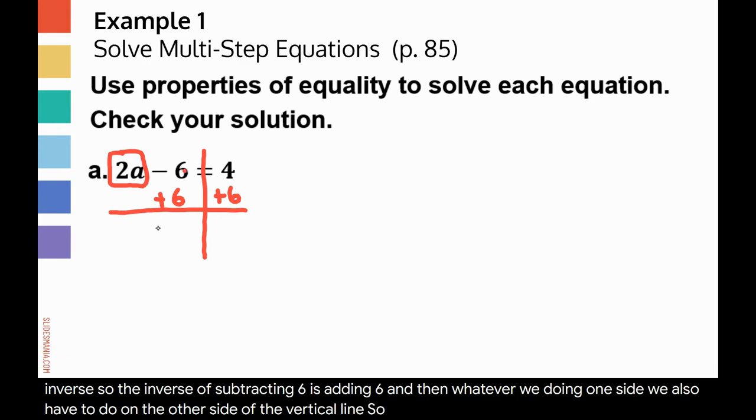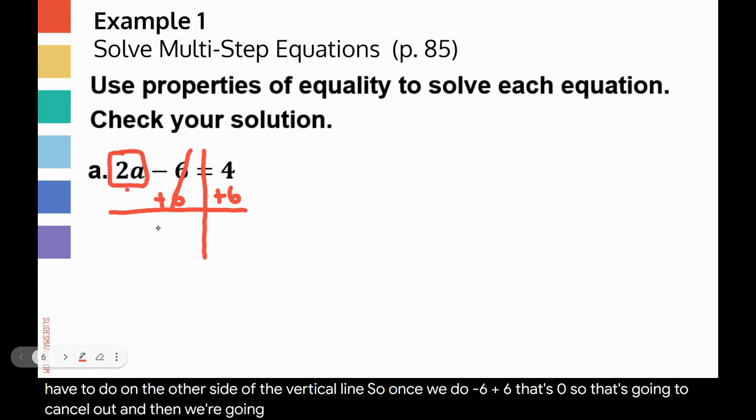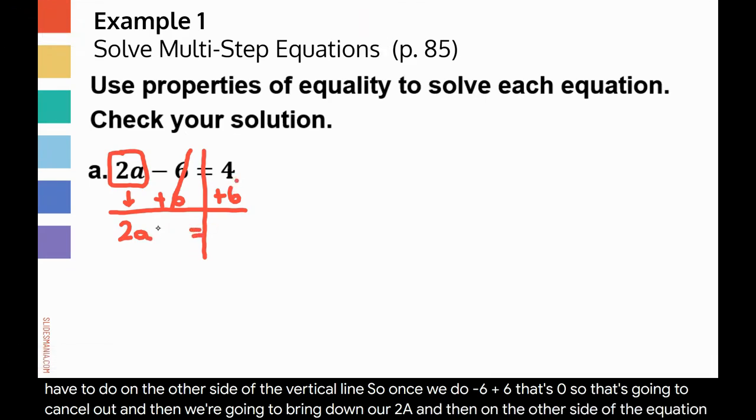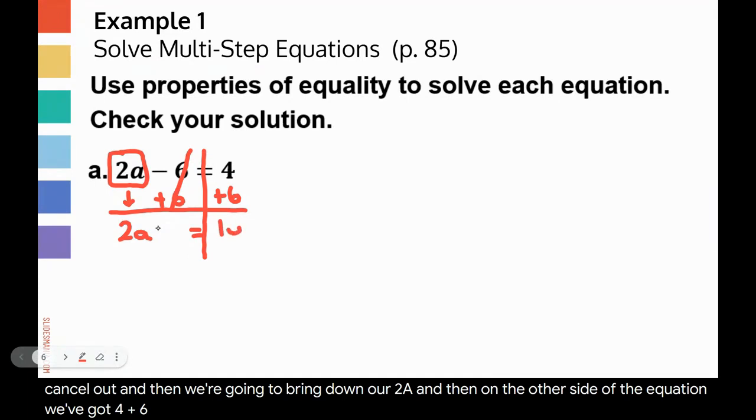Okay, so once we do negative 6 plus 6, that's 0. So that's going to cancel out, and then we're going to bring down our 2a. And on the other side of the equation, we've got 4 plus 6, which is 10. So that is step 1.